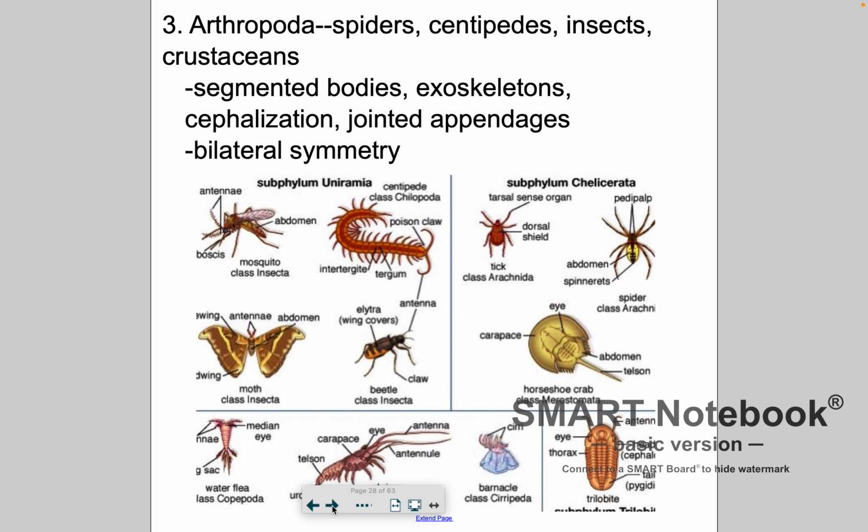Arthropods include your spiders, centipedes, insects, crustaceans. We see lots of segmented body parts, exoskeletons made of chitin, cephalization, a head, lots of sense organs, and jointed appendages for lots of different ways to move: crawling, swimming, flight. Okay, bilateral symmetry as well.